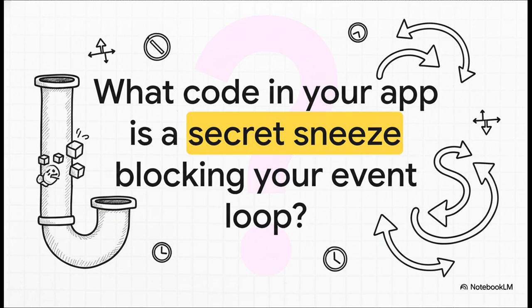Every single synchronous operation in your code is a potential sneeze, a potential bottleneck. I want you to go look at your own projects and ask yourself, where are my sneezes? Where am I blocking the event loop and leaving performance on the table? Finding them is the first step to building a truly fast and scalable app.